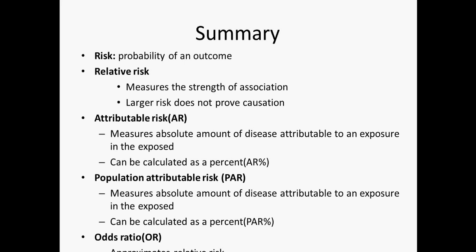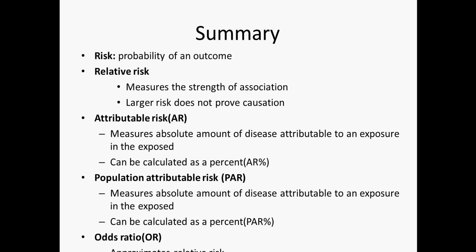Relative risk is a measure of association which helps us measure the strength of association between the exposure and the disease. Larger relative risk value does not prove causation, but it gives an evidence that there is a strong relationship between the exposure and an outcome. Attributable risk, AR, measures absolute amount of disease attributable to an exposure in the exposed. It can also be expressed and calculated as a percentage known as attributable risk percentage or proportion.